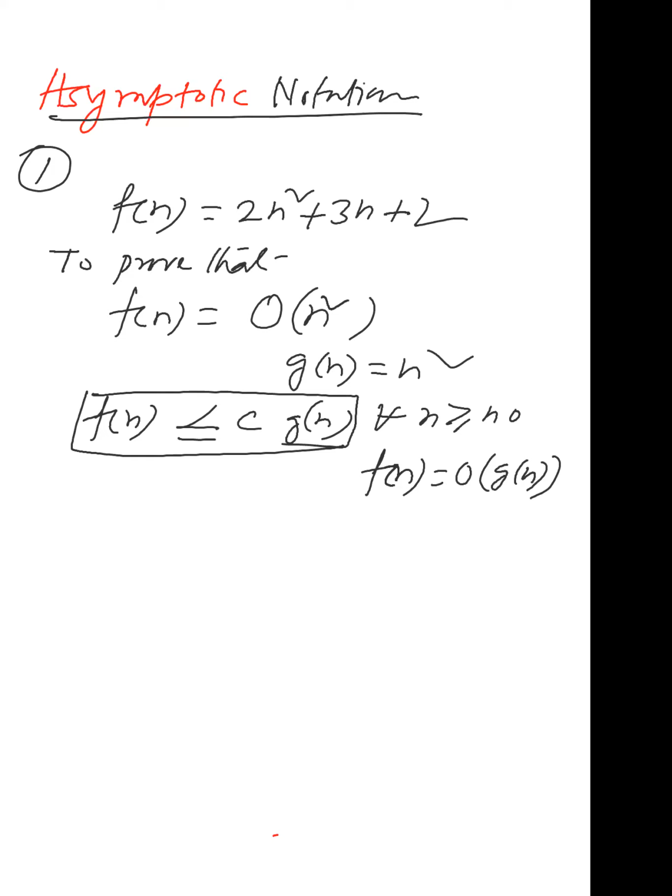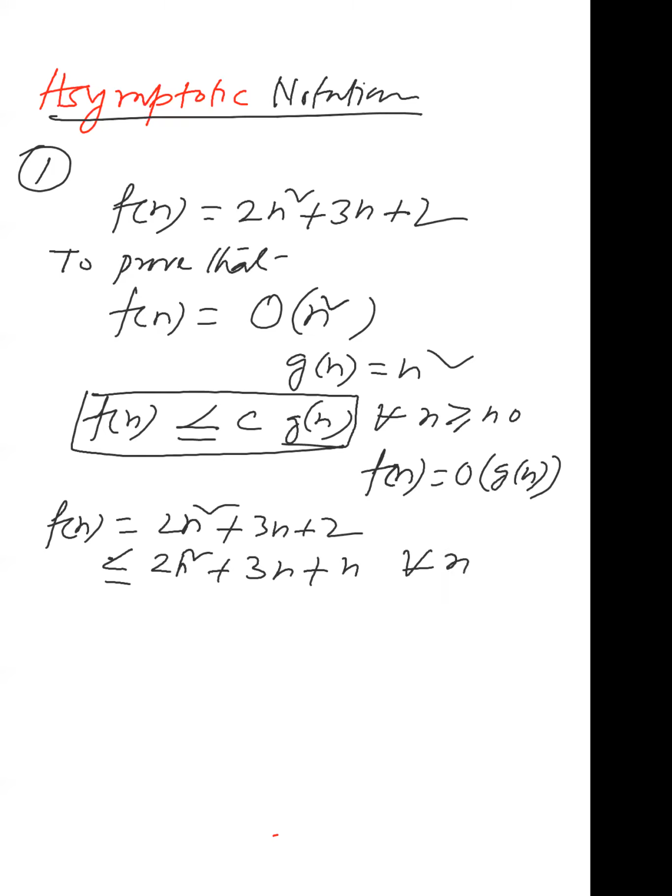f(n) is equal to 2n square plus 3n plus 2. How do you do this? For this we can easily find f(n) equal to 2n square plus 3n plus 2. Now, this is less than or equal to 2n square plus 3n, and if 2 is replaced by n, for all n greater than or equal to 2.